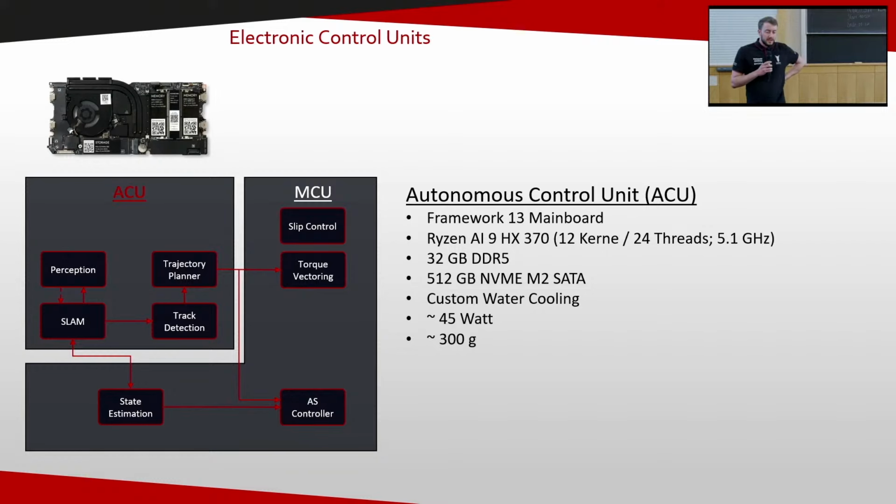Then more about the electronic control units we're using. Here you can see the perception and SLAM for locating the car in a built-up map. The other components are all running on the ACU, the autonomous computing unit. It is a laptop mainboard which is optimized for weight. We don't use GPUs for the perception, as GPUs bring up weight and also power consumption. We also have a custom water cooling implemented.